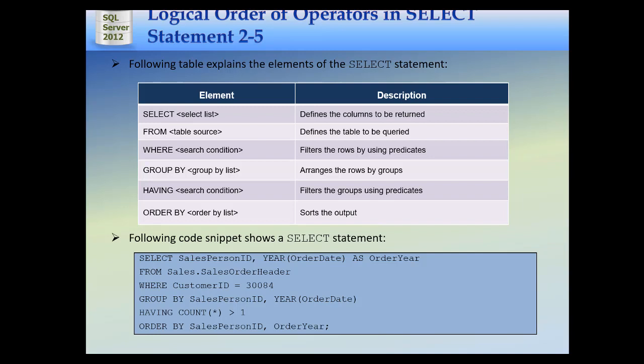And we have an example here. So SELECT, the columns are salesperson, the order date, we are getting the year from the order date, and this is being aliased as the order year. FROM the table SalesOrderHeader in the Sales schema. A schema basically is a grouping of related tables. WHERE customer ID, so we are specifying how we want to filter. The customer ID is 30,084. We want to GROUP BY salesperson ID and the year of the order date. HAVING, so we want a count of everything greater than 1. And we want to ORDER BY the salesperson ID, then the second ordering is by the order year. So let's see what exactly happens once we issue this command to SQL Server.